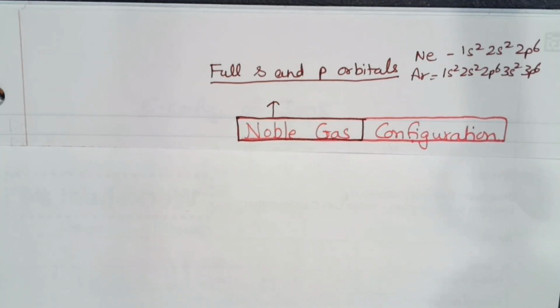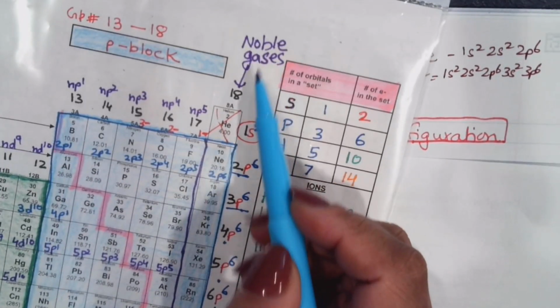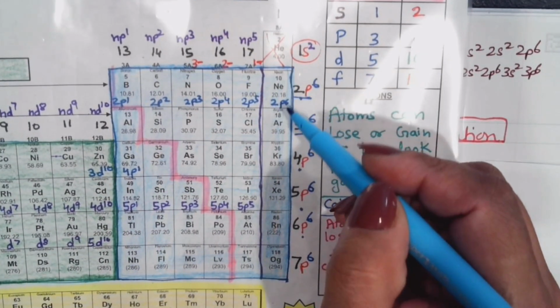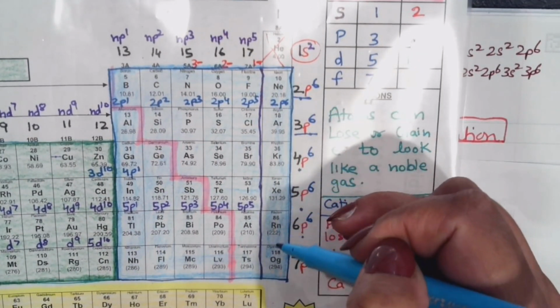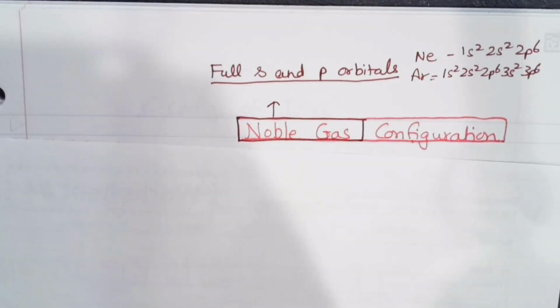Hey everybody, today we're gonna learn noble gas configurations. So let's start with noble gases. What are noble gases? Noble gases are the elements in the periodic table. They belong to group 18 of your periodic table. See that? Helium, neon, argon, krypton, xenon, radon, all of these are known as noble gases.